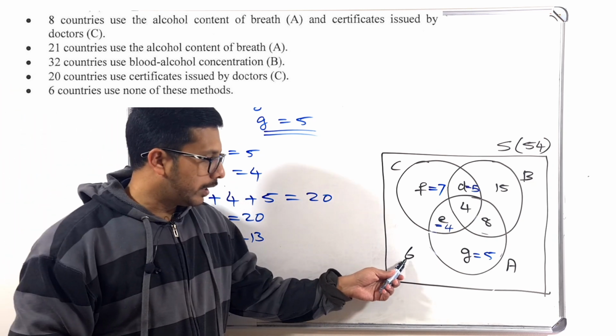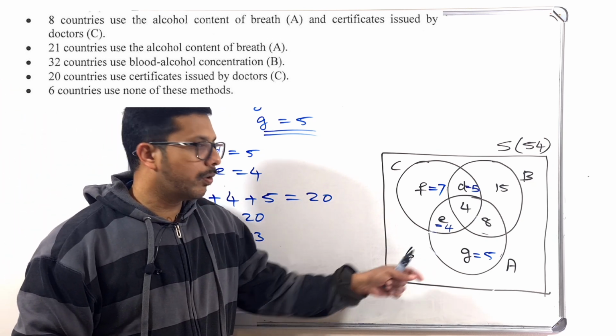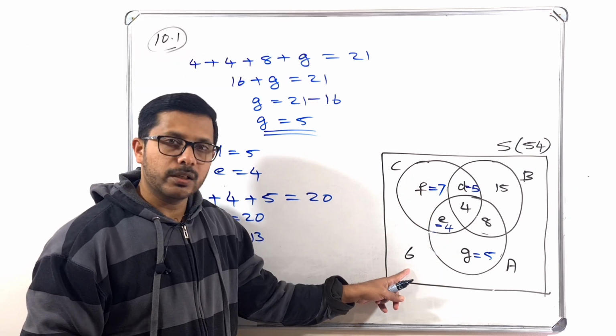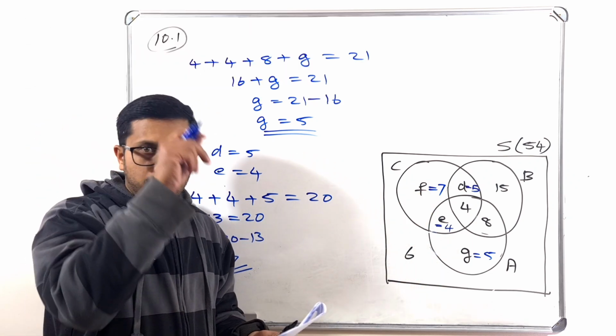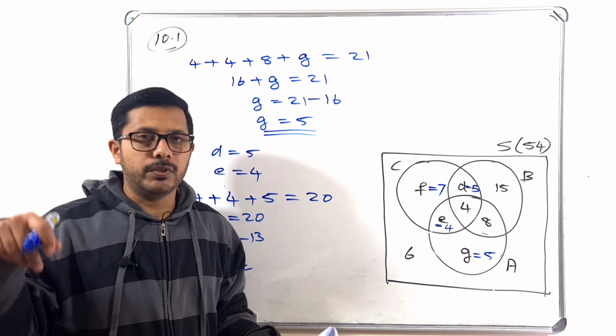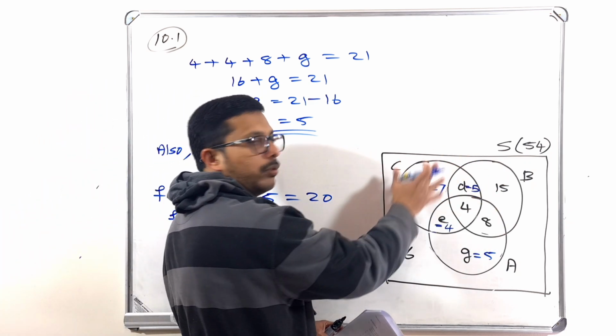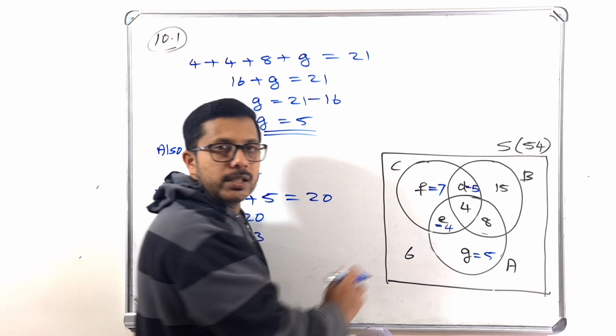So here we can see that these 6 are not using A, B or C. That is why it is written here. But that 6 is also inside our sample space, that 54. They are not using any of the methods A, B or C. That is why that 6 is here.